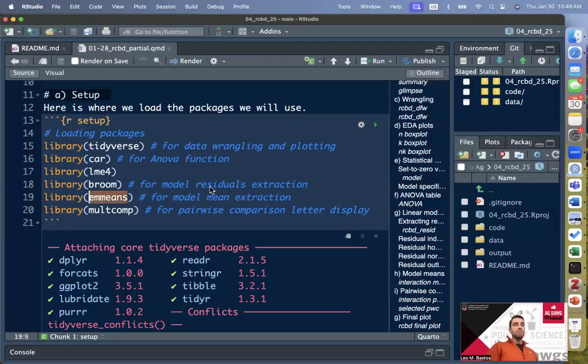Finally, we're going to extract means for the model using the package emmeans, and then do pairwise comparisons using the multcomp package. Anyone having any questions or issues with these packages being installed, or maybe having issues with installing them if required?